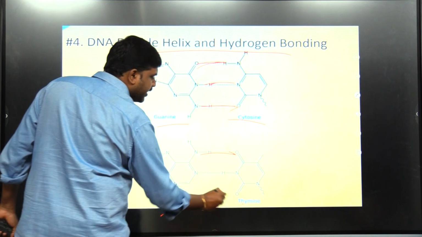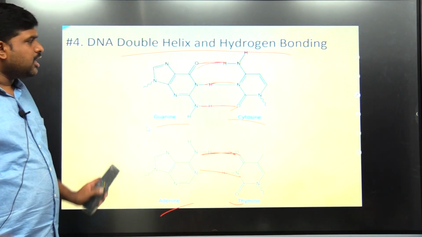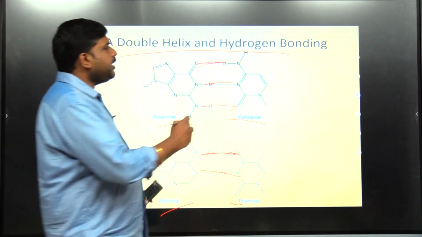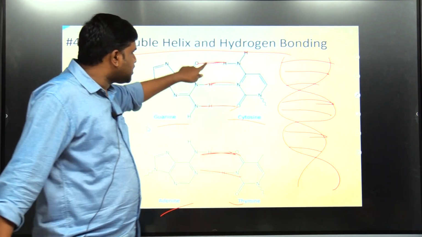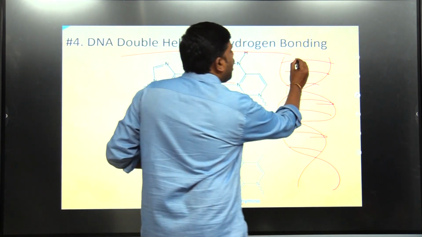Guanine, cytosine, adenine, 2 hydrogen bonds. This is the DNA structure. In this way they are. This is inside. Generally, what is this? These lines are these bonds. So, how did it get joined?